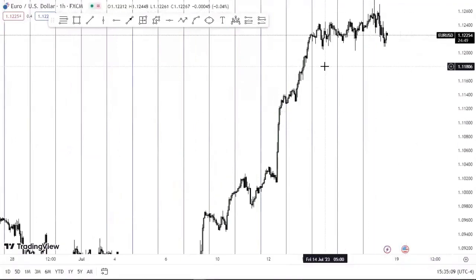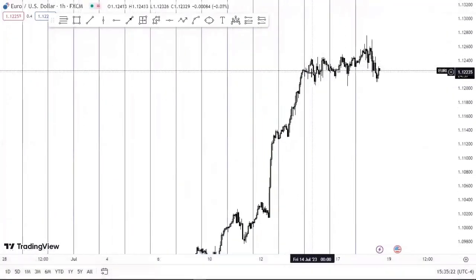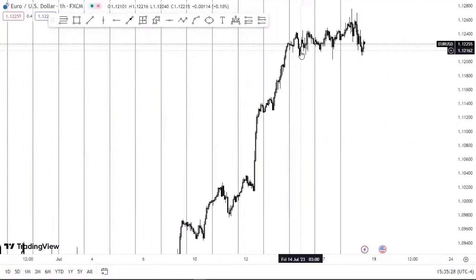So last week, the US market was very, very bullish. On Friday, it just consolidated and didn't really do much, but most of the movement was from Tuesday. So this is Friday last week, Thursday, Wednesday, Tuesday, Monday.